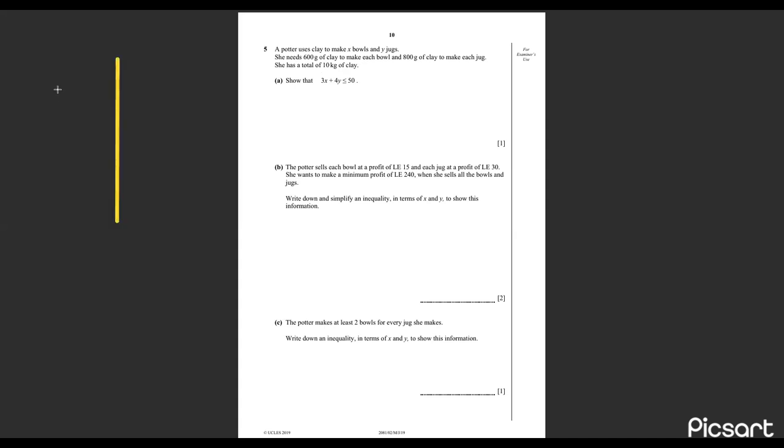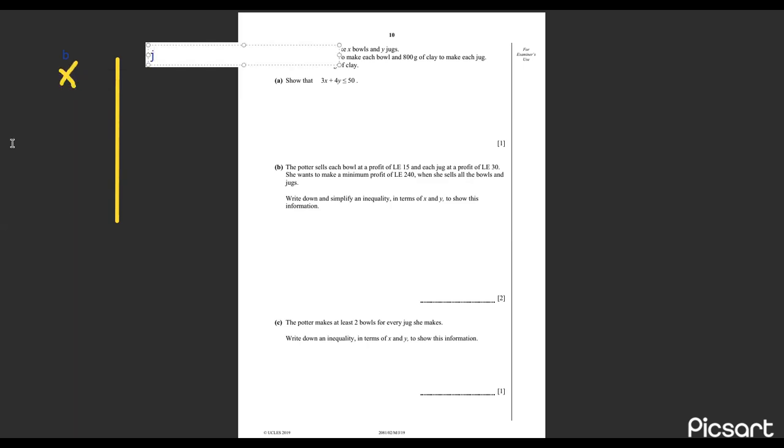In most of these questions we have to use the plus or the T sign. A potter uses clay to make x pebbles and y jugs. So P is abbreviated for the pebbles, which is x. So the pebbles would be x, and the jugs will be y.